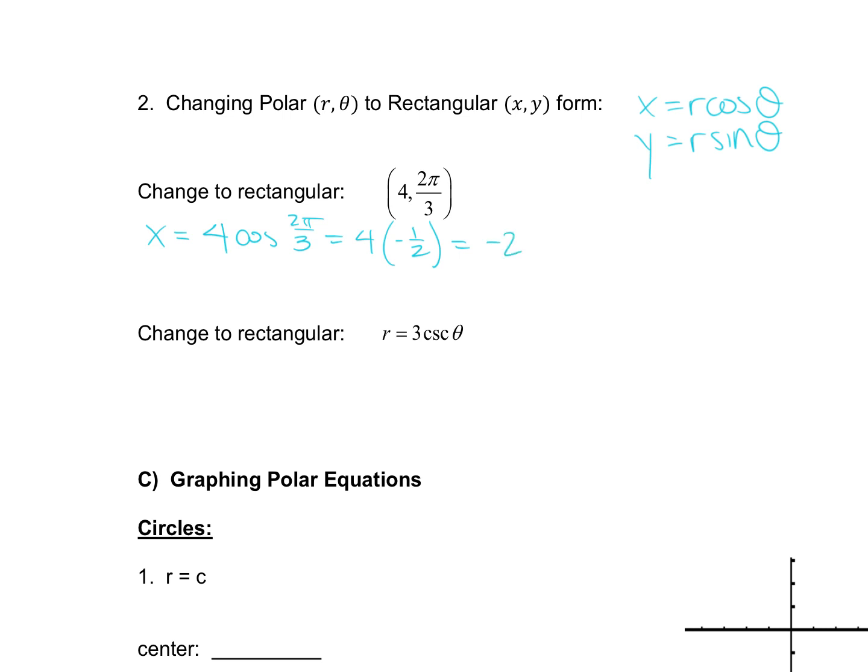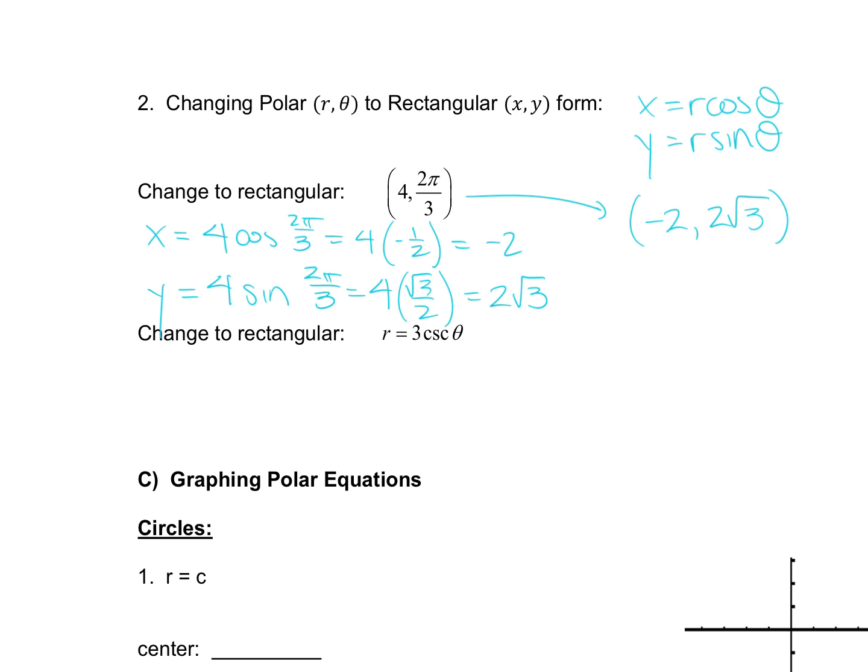Which then gives me what for my x coordinate? -2. My y is going to be equal to 4 times the sine at 2 pi over 3, which happens to be what number? Root 3 over 2. This one doesn't turn out quite as nicely because I can't cancel the root, but it does give me 2 root 3. So the corresponding xy coordinate here is -2, up 2 root 3.